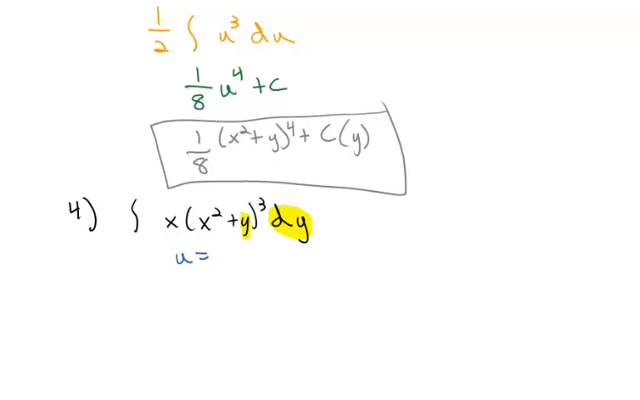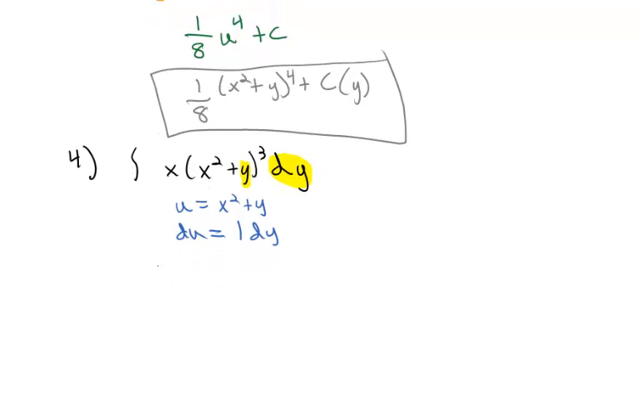So if we make u equal to x squared plus y, du, its derivative with respect to y, is just 1 dy. So we pull the x outside because it's a constant. We've got u cubed du. And we know that the integral of u cubed is u to the 4th over 4, so we take x over 4 plus a constant.